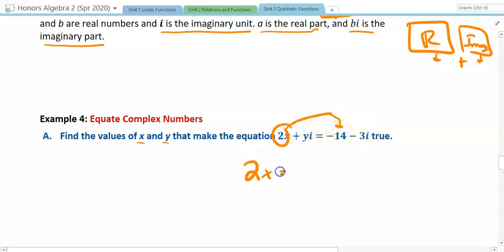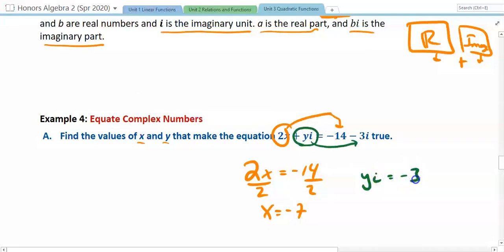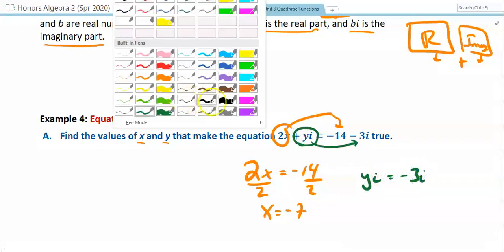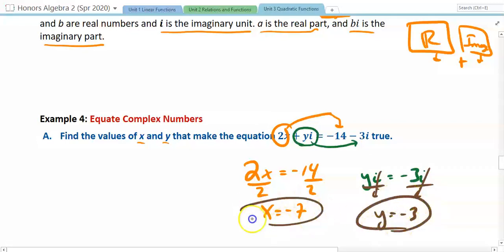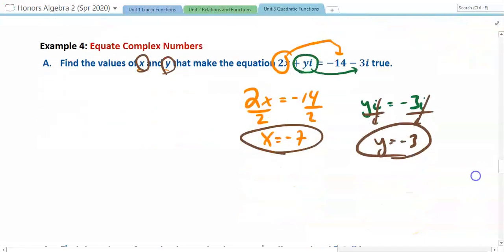And so 2x is equal to negative 14. I divide both sides by the 2, so x is equal to negative 7. And then for the y, well, that's in the imaginary part. So the imaginary is going to match with the imaginary. yi is equal to negative 3i. I can divide both sides by i because i is not equal to 0, so I can divide by it. So y is just equal to negative 3. So my 2 answers, because it asked me to find both x and y: x is equal to negative 7, and y is equal to negative 3. Again, because the real parts deal with the real parts, the imaginaries deal with the imaginaries.